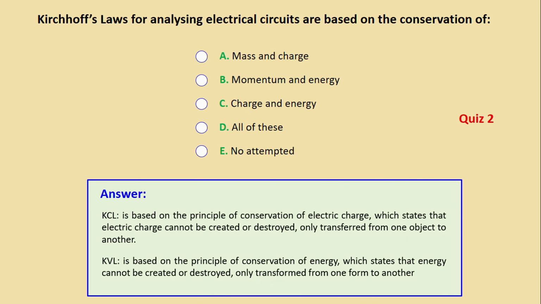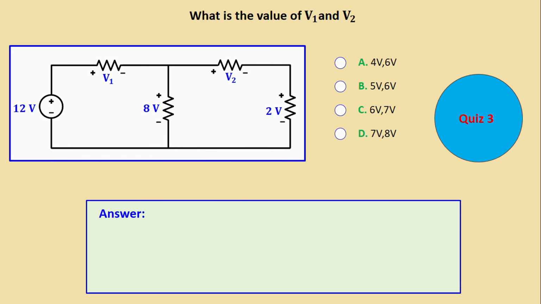But KVL is based on the principle of conservation of energy, which states that energy cannot be created or destroyed, only transformed from one form to another. That means Kirchhoff's laws are based on the conservation of both charge and energy. That's why C is the correct answer. We go now to quiz number 3.